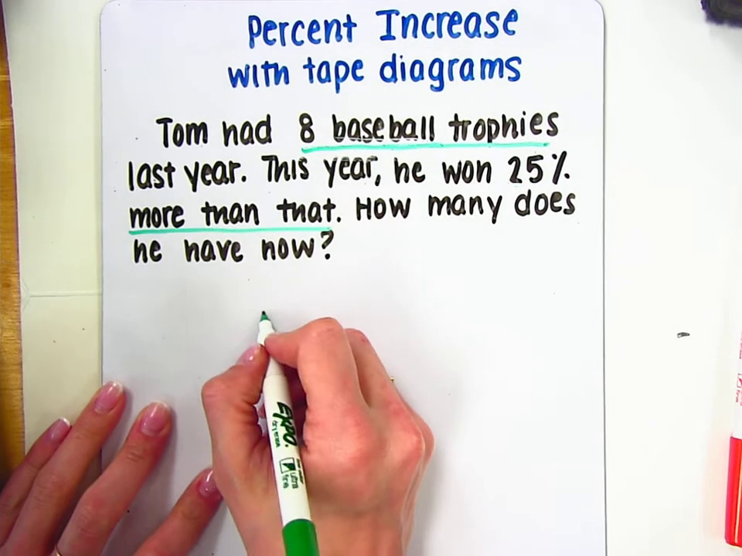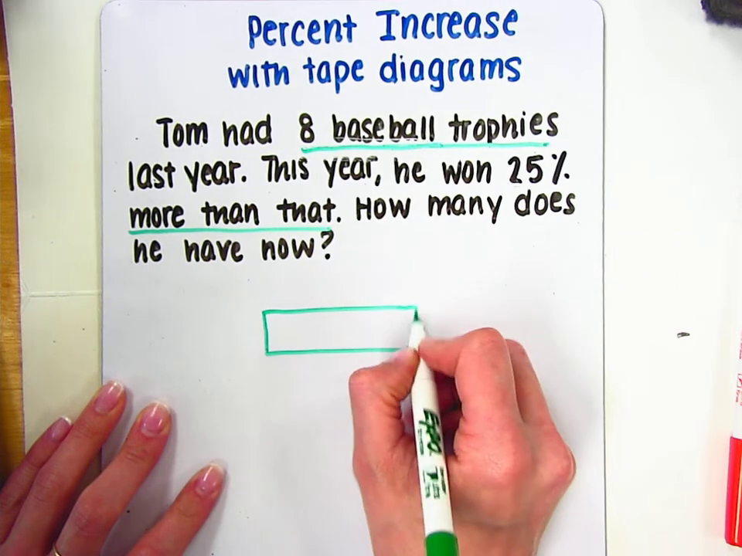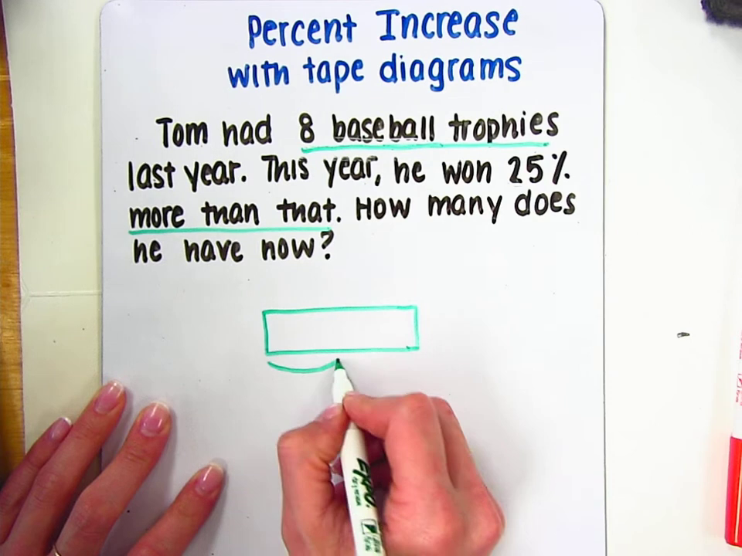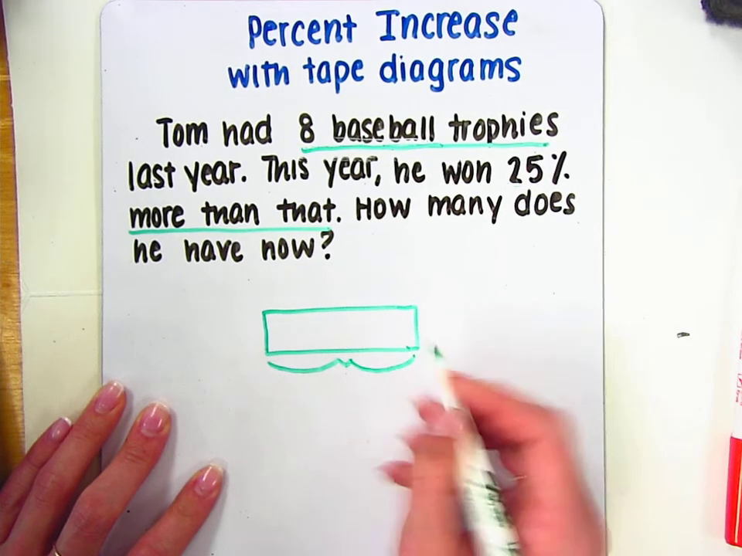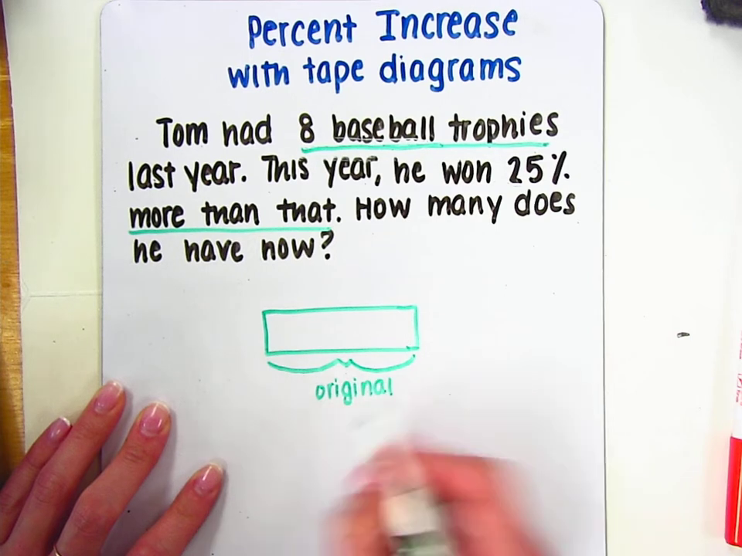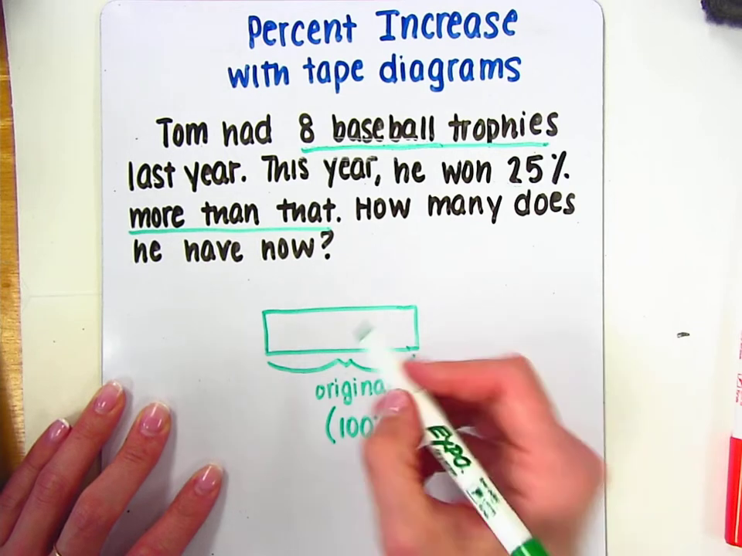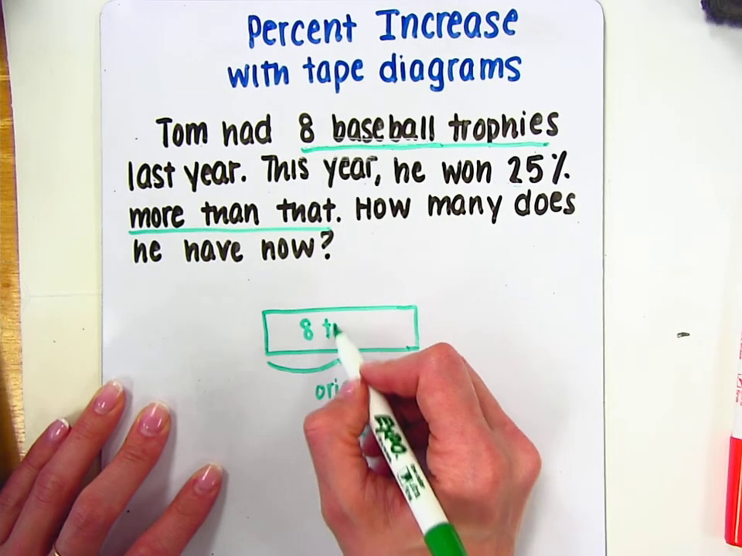So I'm going to start by drawing a rectangle that's representing the original amount. So this first rectangle, like I said, represents that original amount of trophies that Tom had. And the original amount is always represented by 100%. And in this case, Tom had 8 trophies.